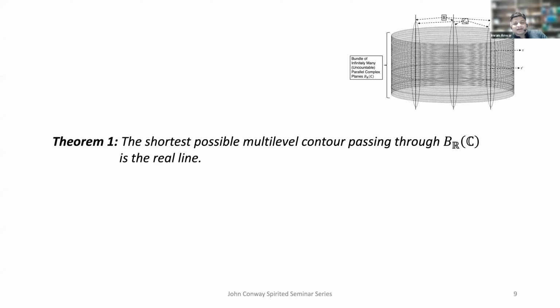Excuse me. Yes. Professor Arni, what do you mean by shortest possible multi-level contour? I mean, there is no curvature. Oh, okay. There is no curvature. And what does it mean by multi-level? Because it's passing through several planes. Okay. Several planes, crossing from one plane to another plane.